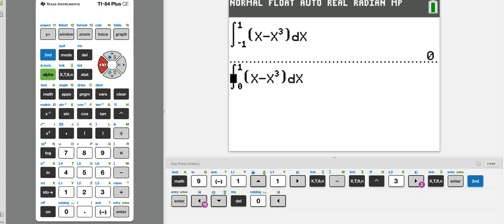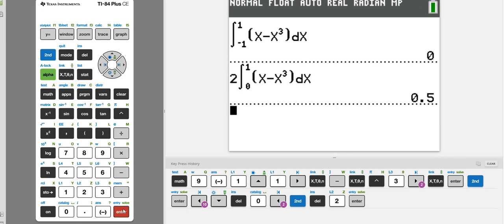I'm not sure if you're aware of this, but there's a little insert key right here. If you hit the second button and then the delete key, up on top is your insert key. I'll just put a 2 out in front there so I don't forget it. Twice that gives me 0.5. So kind of a slender little area there, but area nonetheless. At least it's positive now, right?